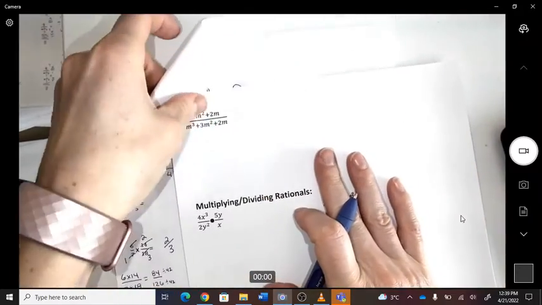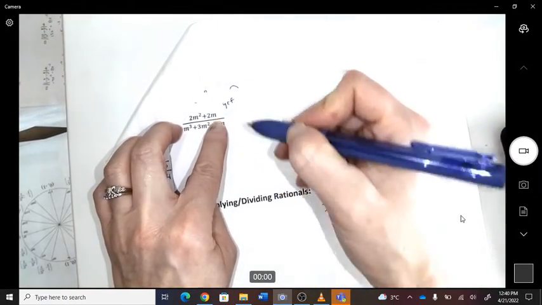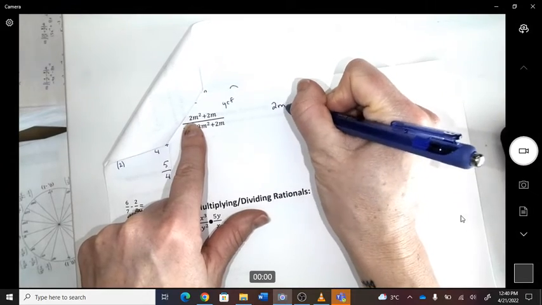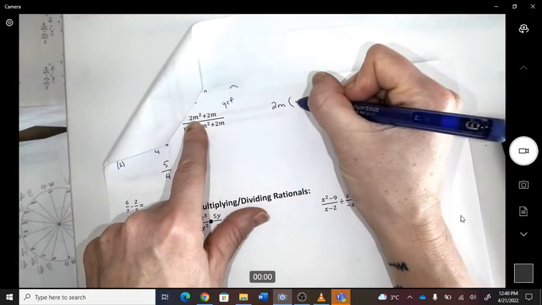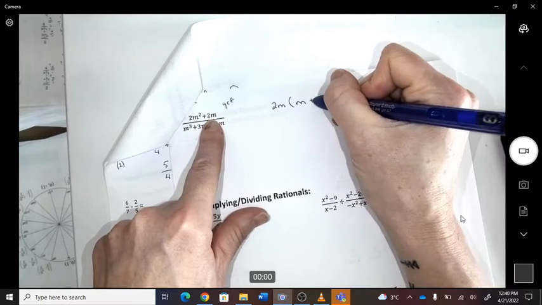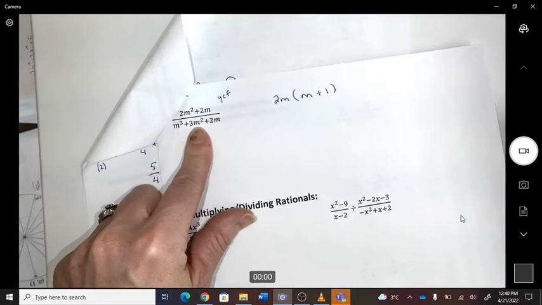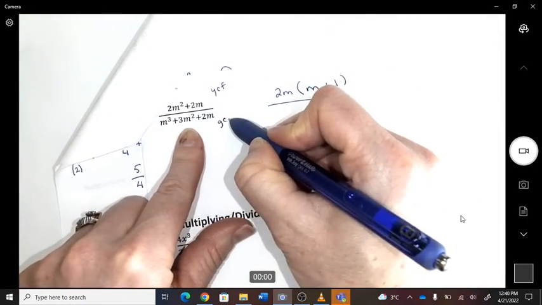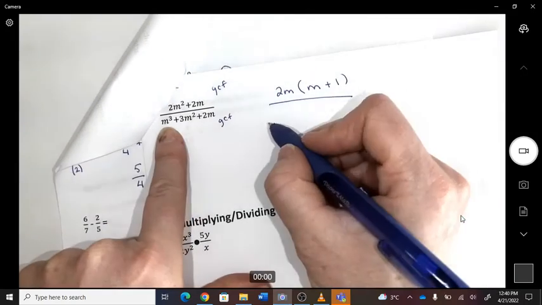So I have my factoring types. On the top, I'm going to GCF. Can you GCF something on the top for me? It looks like I could do a 2m out. So if I divide by 2m, I get m. If I divide by 2m, I get 1. All right, on the bottom, you know what? We're also going to GCF. What does every term have in it that you could take out? An m.